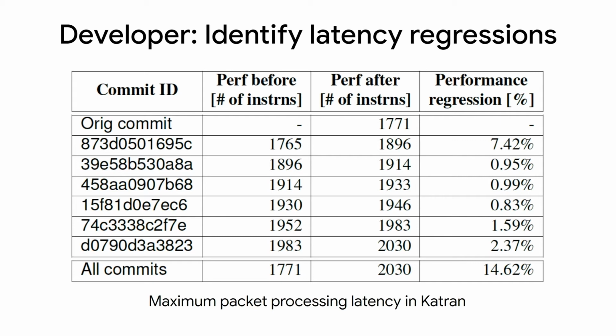We compared the maximum processing latency, which for Katran is the latency for processing new TCP flows. The table displays the results. Now, the point of this slide is not to tell you that these regressions are bad or that the developers weren't aware of them. It's to tell you that developers can now have this information at their fingertips by using performance interfaces, whereas previously they would have had to write a bunch of tests and hope that they provide good enough coverage.